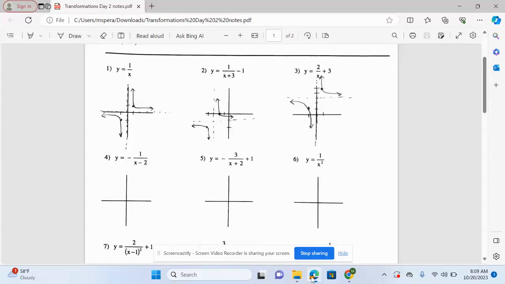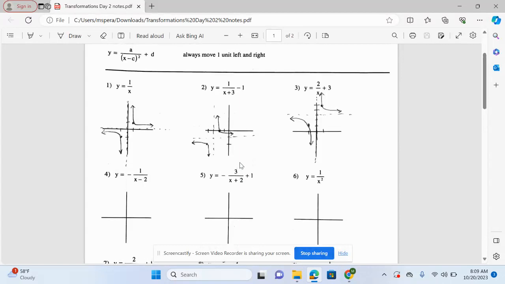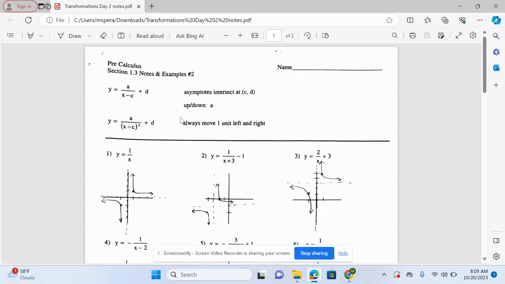Hey guys, just trying to give you a little something here to help you as you do today's lesson. We're just continuing with the different shifts and transformations, but you'll notice we're on 1.3 notes and examples. We're going to talk about rational functions and how to sketch them and how to get their graph.